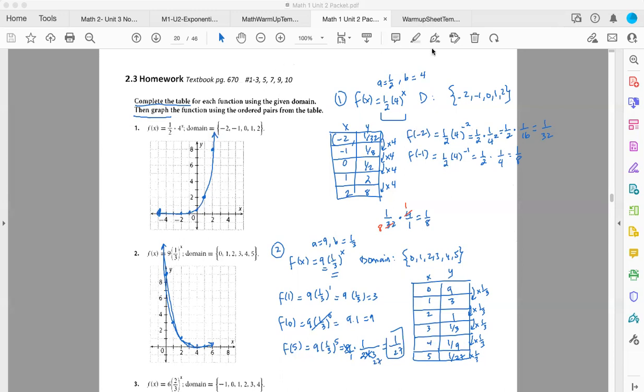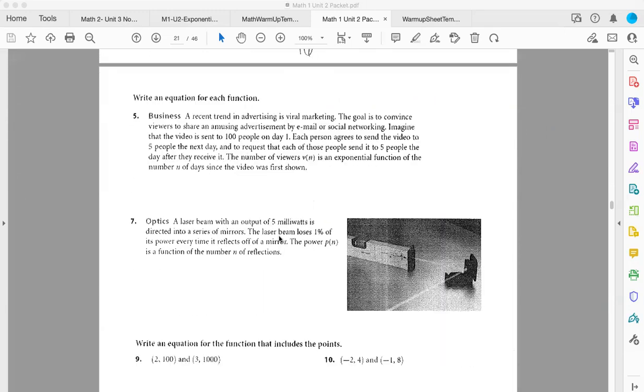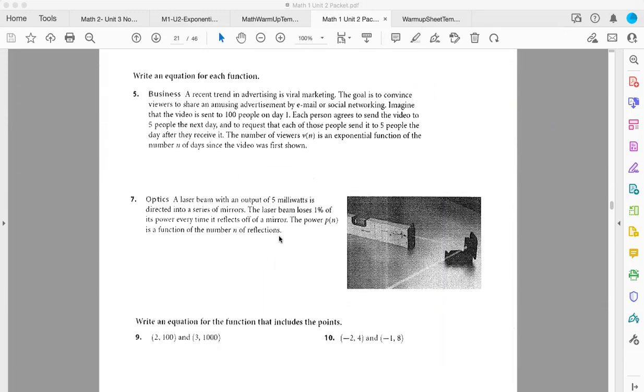So let's move on to the next topic here. Let's maybe do one more problem. So number 5, it says write an equation for each function. For 5, it's a word problem. A recent trend in advertising is viral marketing. The goal is to convince viewers to share an amusing advertisement by email or social networking.